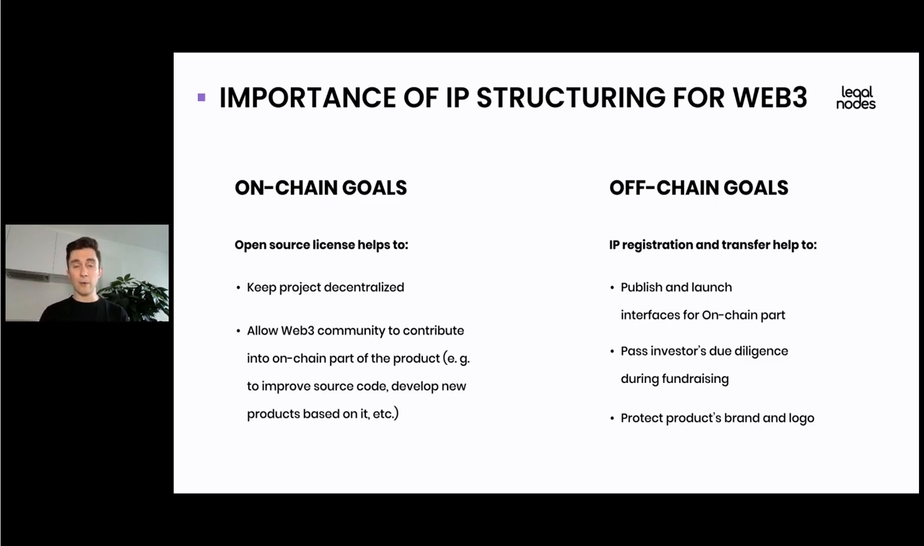At the same time, when we speak about the off-chain part, the main reasons for structuring the off-chain part in a more centralized way, I mean the trademark registration, the IP transfer, the centralized IP ownership, etc., is first to be able to publish these interfaces and launch them to the markets, because every centralized interface will need its own terms and conditions and privacy policies. In each of these documents there should be the company which is responsible for this interface, and which should be the owner of the IP of these interfaces, or at least we should have the license or some other right to use this IP for launching it to the market.